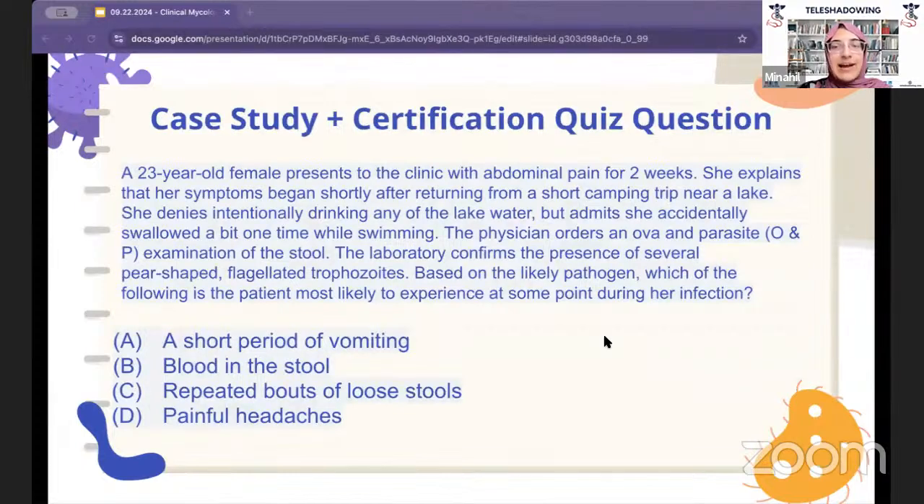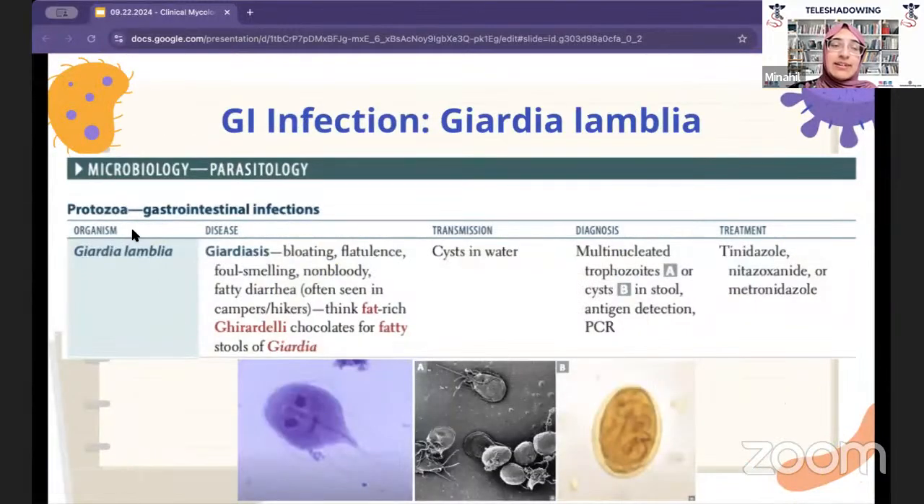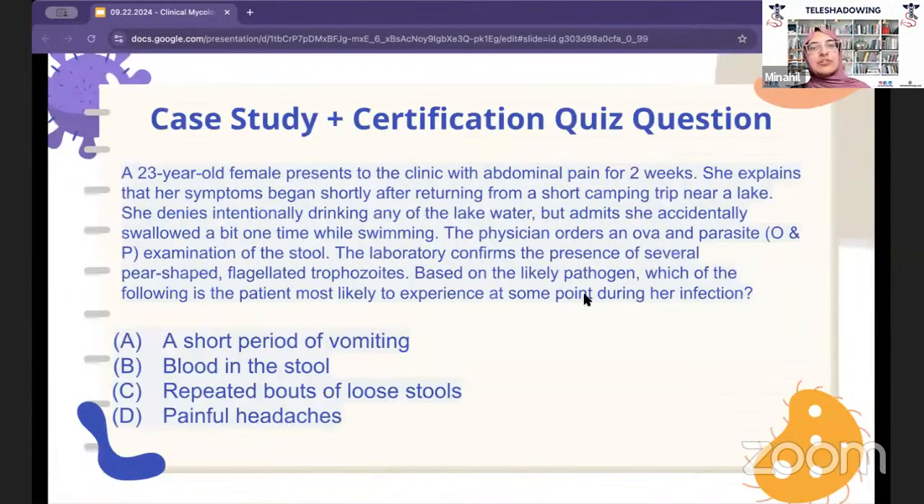So based on the likely pathogen, which of the following is the patient most likely to experience at some point during her infection? So this is a two-step question, right? First, you have to be able to identify what disease this is, and then remember all the different fun facts associated with it, right? So there's bloating, there's flatulence, there's foul-smelling, non-bloody fatty diarrhea, often seen in people who have camped or hiked, and cysts in the water. So that's how it's transmitted.